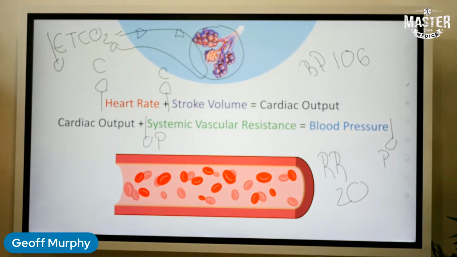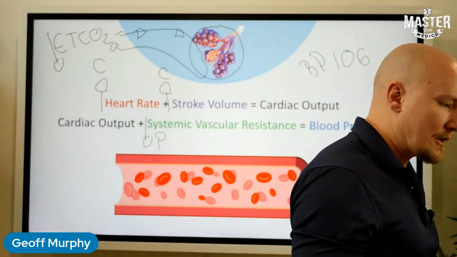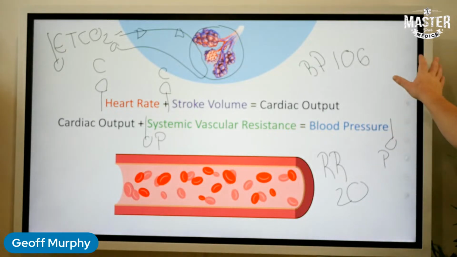Hopefully that makes a little bit of sense. Usually I need a good 15-20 minutes to explain that. So hopefully that was enough to grab your attention and understand it a little bit differently. Okay, so that is why you have adequate perfusion right now.